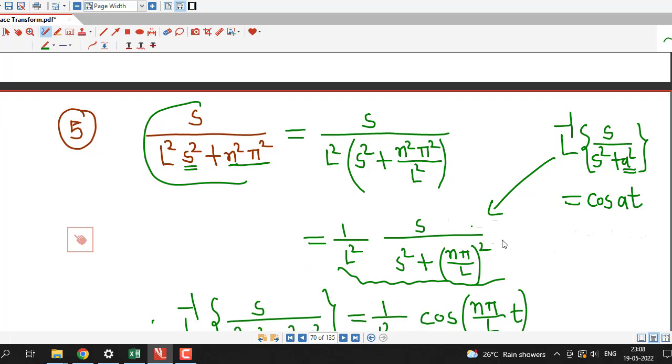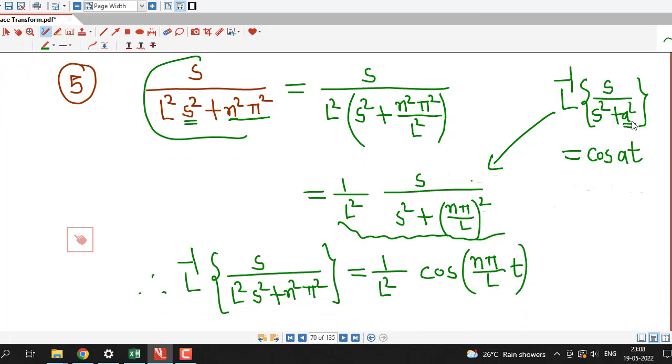If we want to use this type of formulas, then s square must have coefficient 1. So if your coefficient is not 1, first you make it 1 by taking it common. Here I have taken L square common, so here I divide by L square. Now this 1 by L square is constant, so we keep it aside and find 1 by L square times L inverse of this function. Because it is in this form with a equal to n pi over L, its inverse Laplace transform is cos at, where a equals n pi by L.